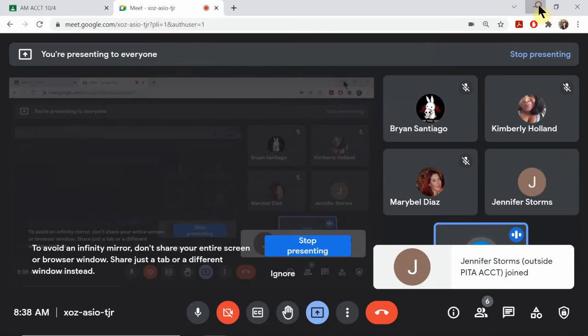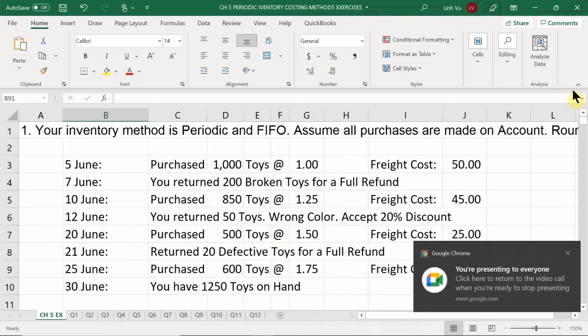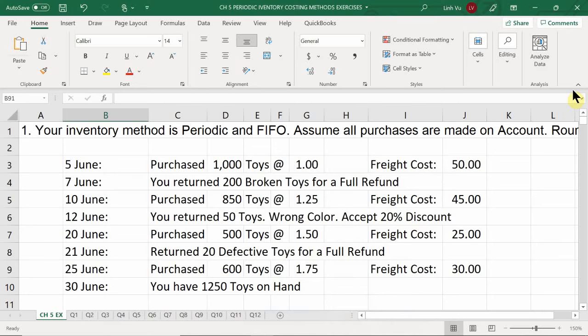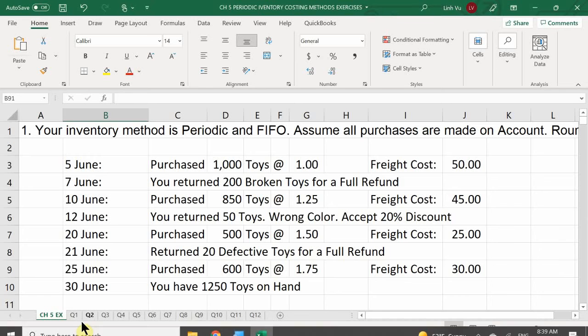Okay, so again, we're going to be practicing journalizing for the first scenario, and then we're going to just practice putting everything into the inventory worksheet. So once again, June 5th, we purchased 1,000 units, 1,000 toys at $1 each with a freight of 50.